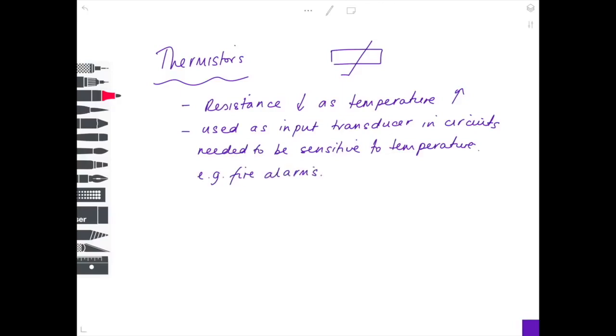Let's look more closely at how the fire alarm might work. So the thermistor is placed in a potential divider to deliver high potential difference in high temperatures.